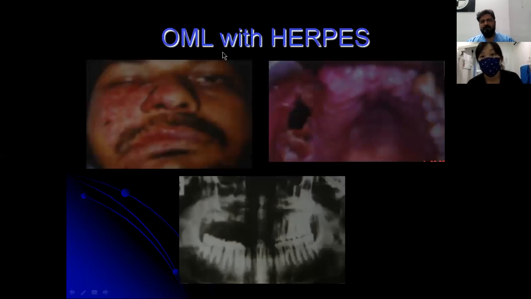Then this is osteomyelitis with herpes. The patient has a herpes infection and there is osteomyelitis in the jaw.